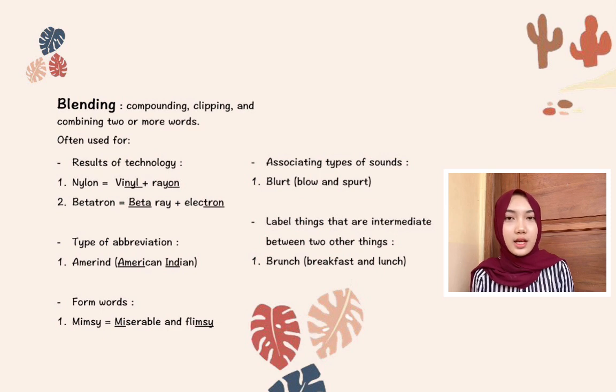Blends can be a type of abbreviation, as illustrated by the word Amerind for American Indian. It can be a playful way to form words, as exemplified by mimsy, created from miserable and flimsy. Blends can be echoic, associating types of sounds as with blurred, low, and spurred. They can label things that are intermediate between two other things, such as the word brunch, from breakfast and lunch.